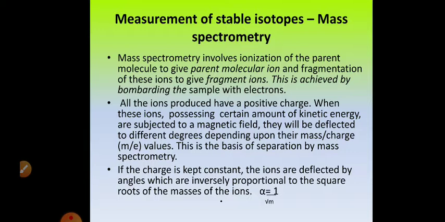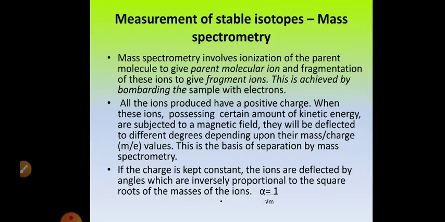First, we have to bombard the sample with electrons so that ions are generated. The sample is ionized and fragmented to give fragment ions. All the ions produced have a positive charge. When these ions having certain kinetic energy are subjected to a magnetic field, they will be deflected to different degrees depending upon their mass to charge ratio. Now, how the molecules get deflected or move depending upon their mass to charge ratio, if the charge is kept constant? Now the charge is kept constant.